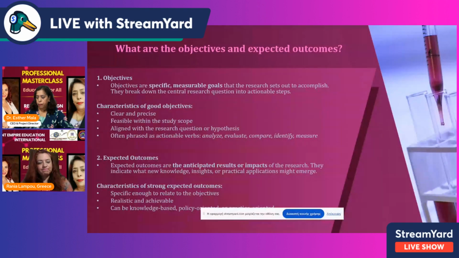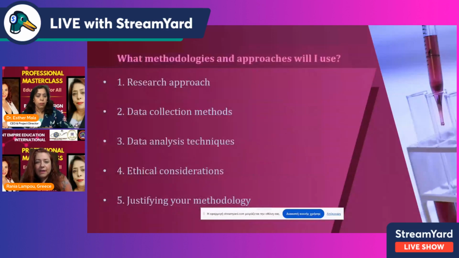they can be, for example, policy-oriented or practice-oriented. And of course, the outcome should be related to the objectives. Now, what methodologies? You need always to mention what methodologies and approaches you will use. So you first start from objectives, what you plan to do, what you hope to achieve or discover. Clearly stating both helps justify the study and shows how it contributes to knowledge, policy, or practice.